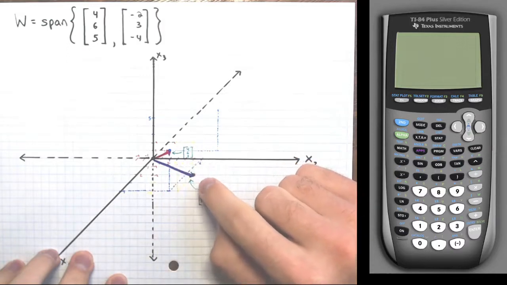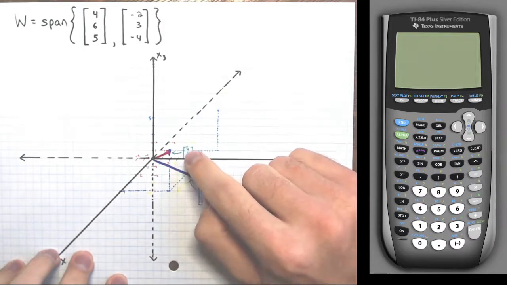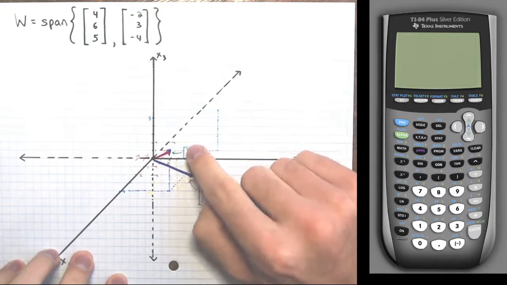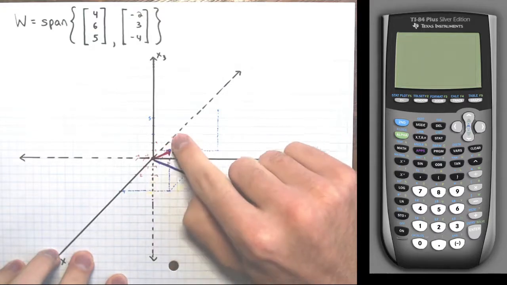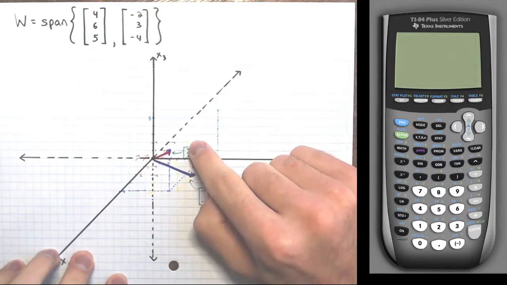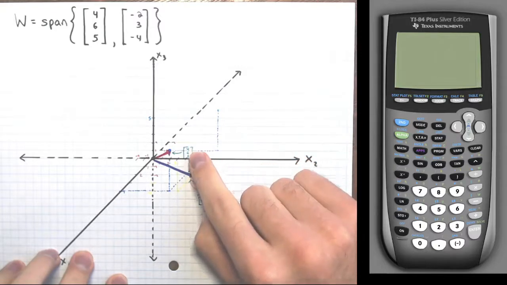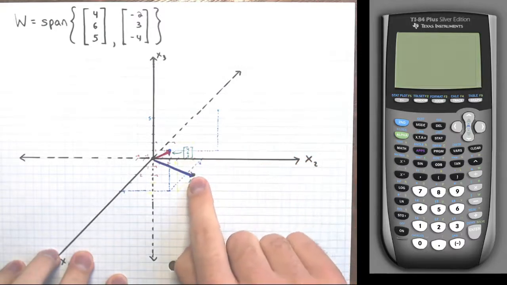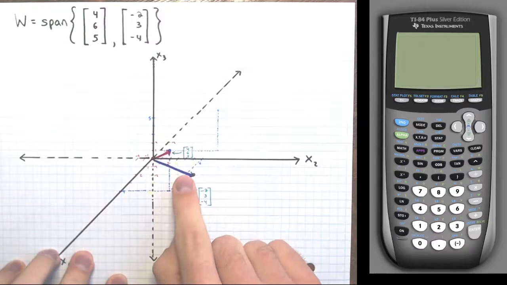You can barely make it out. That's probably a really bad color. And I made a little parallelogram with -2 and 3 on those axes. And then from the corner of that parallelogram down 4 units and to this point here. And there's this vector (-2, 3, -4).